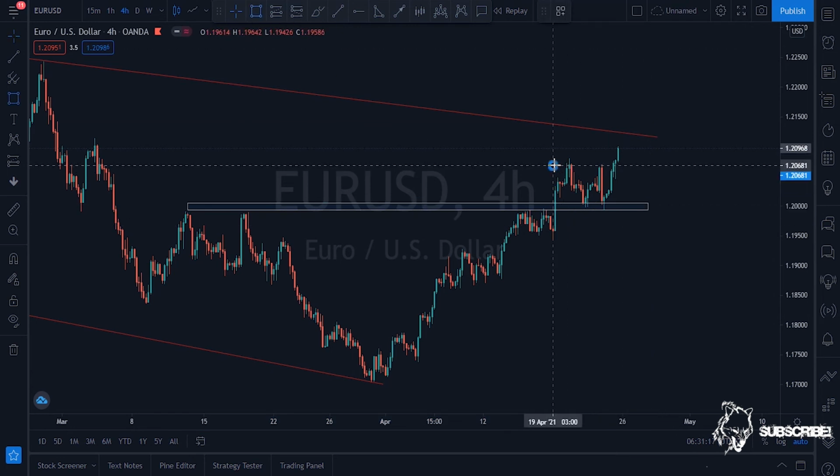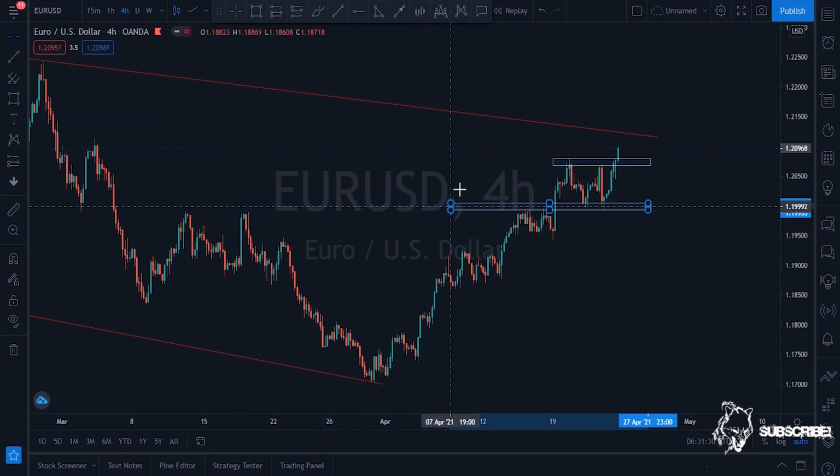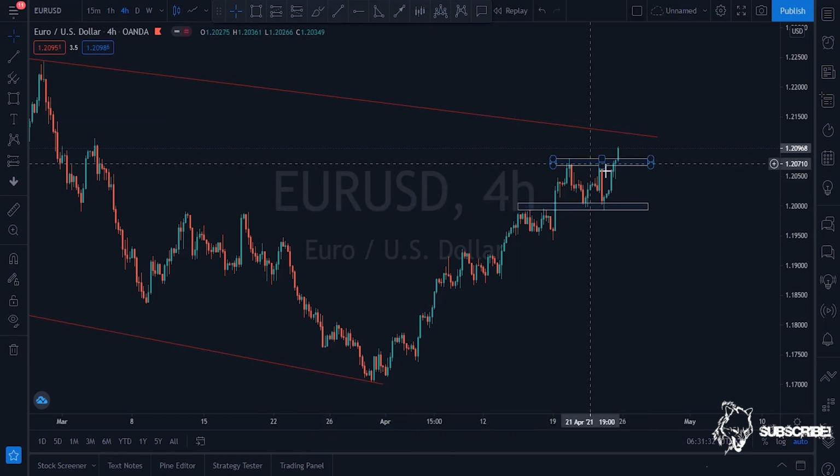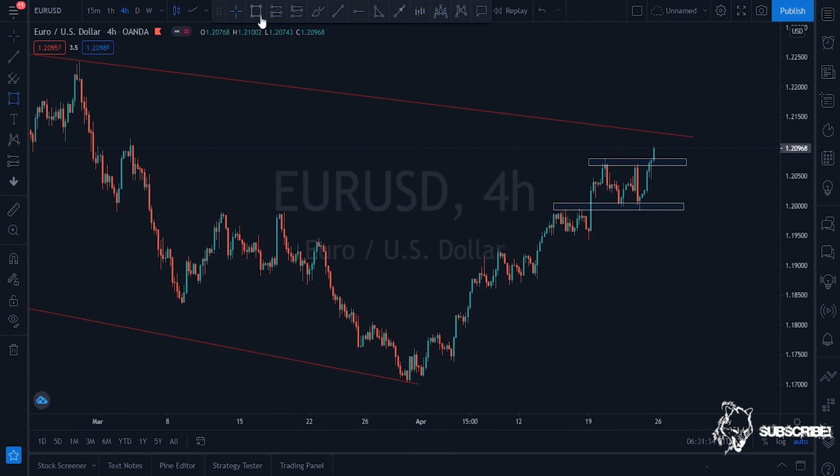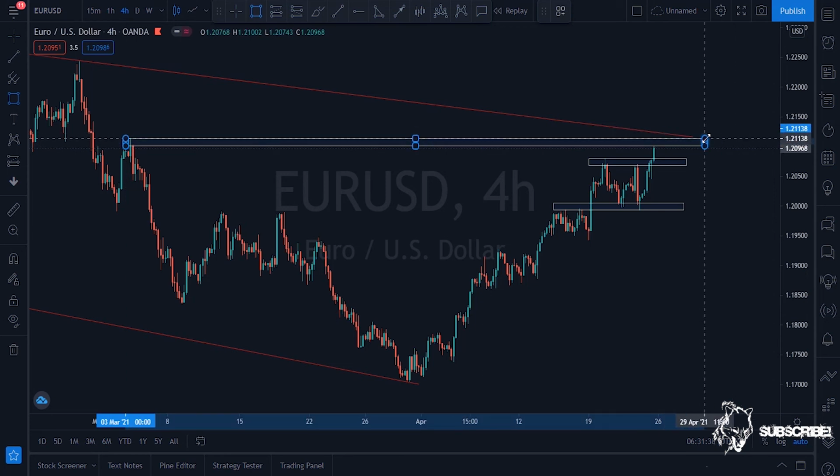And then here, this was another resistance, and then Euro USD has broken that resistance. So now this means that we should look for our new resistance. Let me just get that first. So it means now that we should look for our new resistance, and this is going to be our new resistance. So what are we seeing for Euro USD?